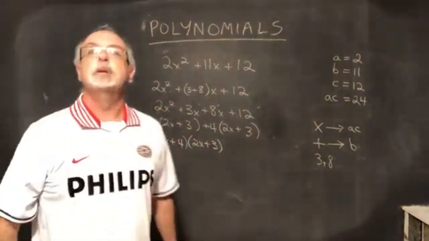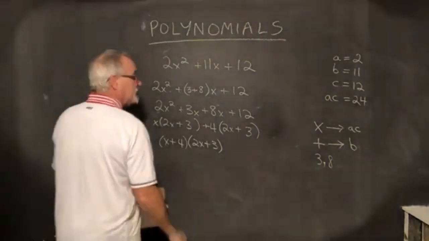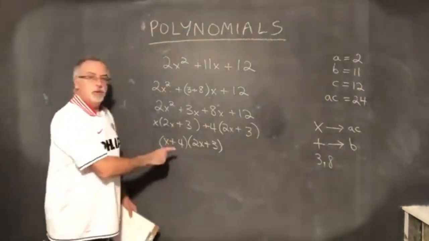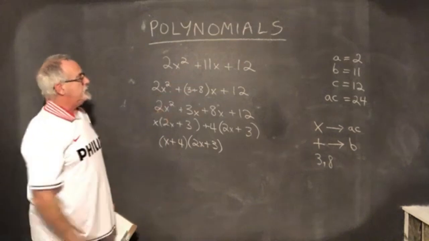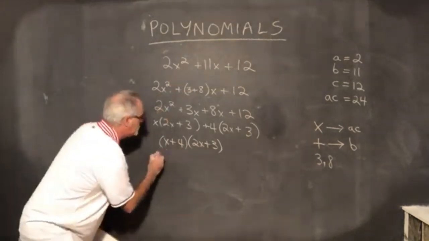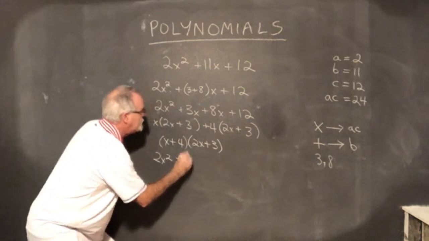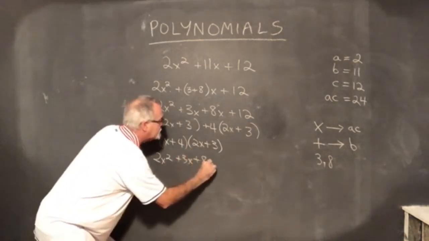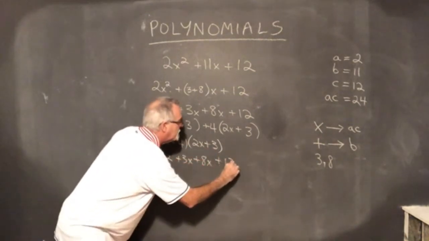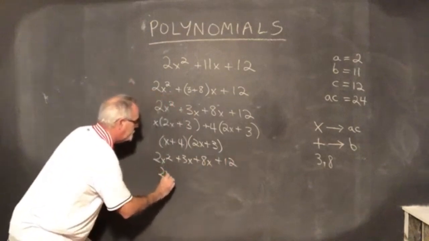How much time do I have left? Do I have time to do two more examples? I hope so. Let's do the FOIL though and make sure that this does give me 2x squared plus 11x plus 12. X times 2x, that's 2x squared. X times 3, that's plus 3x. 4 times 2x, that's plus 8x. 4 times 3, that's plus 12. We are not surprised to see this happen, are we?